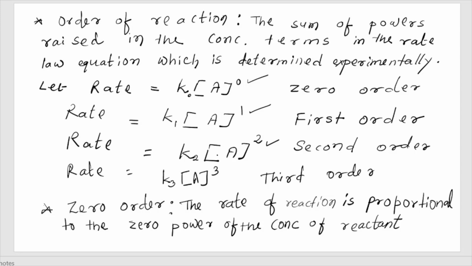The rate is equal to the rate constant, and the molar concentration of the reactant to the power of some numeral, and that is called order. 0, 1, 2, 3. These are called zero order, first order, second order, and third order respectively. Then first you will see what is meant by zero order.